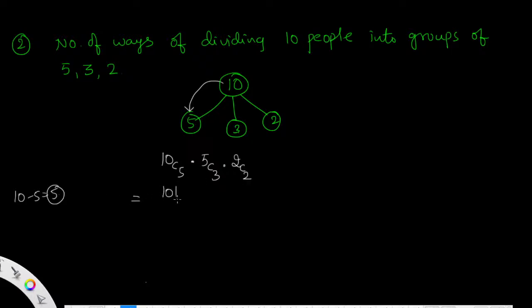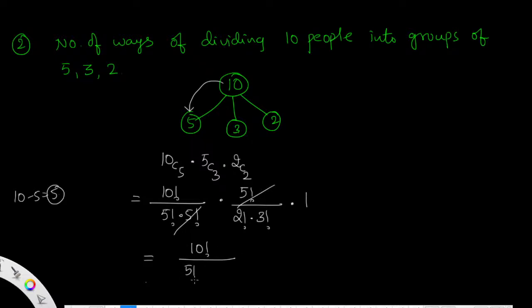Then this can be simplified by the nCr formula, that is n factorial by (n minus r) factorial into r factorial. Then 5 factorial divided by (n minus r) factorial means 2 factorial into 3 factorial, and 2C2 is nothing but 1. Then, on simplification, you get the value as 10 factorial by 5 factorial into 3 factorial into 2 factorial. This is the number of ways of dividing the 10 people into groups of sizes 5, 3, 2.